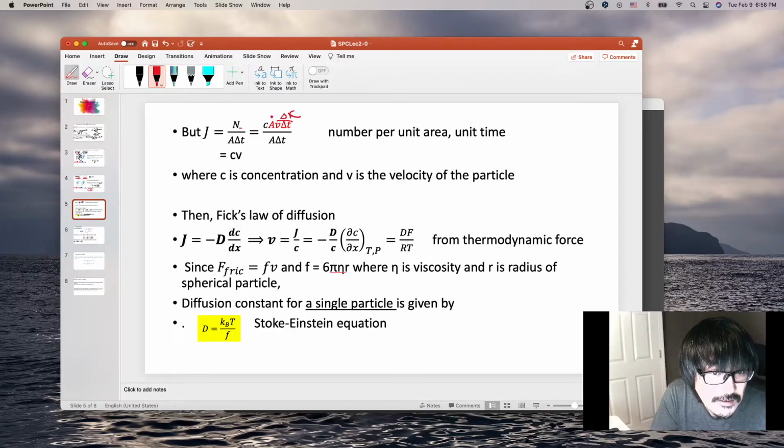And then the area is the delta y, delta z, right? So that's a volume right here. So what's concentration multiplied by the volume? That's going to be just a number, right? So we didn't change anything here. So going from here to here, it's no problem because we didn't change anything. And now the delta t cancels, the A and A cancel, and then we have J equal to the concentration times the speed, or the velocity here.